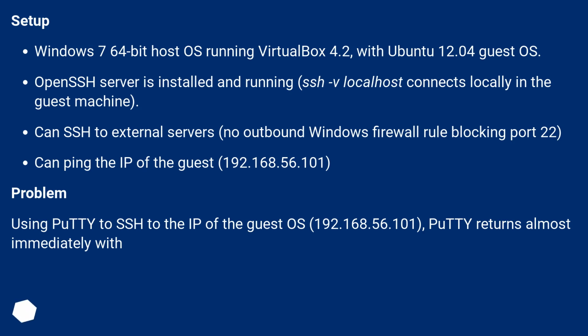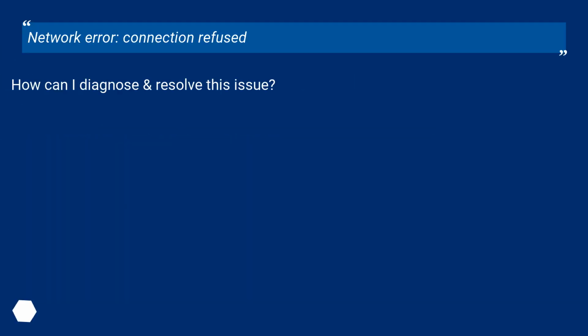Can ping the IP of the guest, 192.168.56.101. Problem: using PuTTY to SSH to the IP of the guest OS, 192.168.56.101, PuTTY returns almost immediately with network error, connection refused. How can I diagnose and resolve this issue?